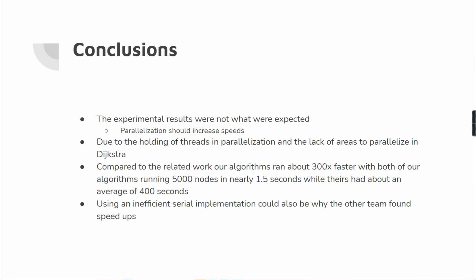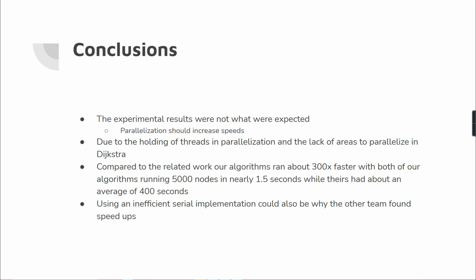And if we continued on to see the higher number of nodes, we may have eventually seen the speed ups, but we did not. I think the max speed up we achieved was 0.8, which is 20% slower than our normal serial version. Compared to the related work, our algorithm ran about 300 times faster, with both of our algorithms running 5,000 nodes in nearly 1.5 seconds, while theirs had an average speed of about 400 seconds for their 5,000 nodes.